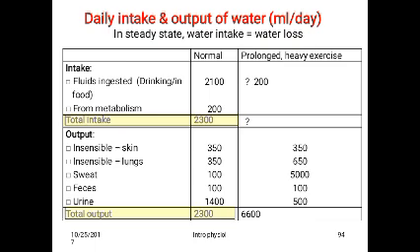Output: insensible skin 350, prolonged heavy exercise 350. Insensible lungs 350, prolonged heavy exercise 650. Sweat normally 100, prolonged heavy exercise 5000. Feces normally 100, prolonged heavy exercise 100. Urine normally 1400, prolonged heavy exercise 500. Total output normal 2300, prolonged heavy exercise 6600.